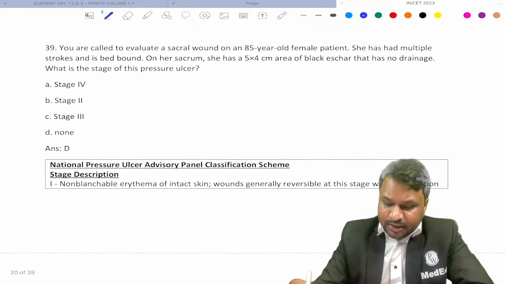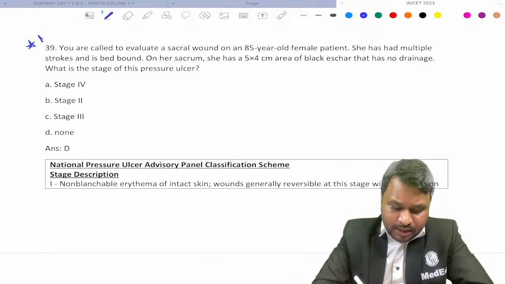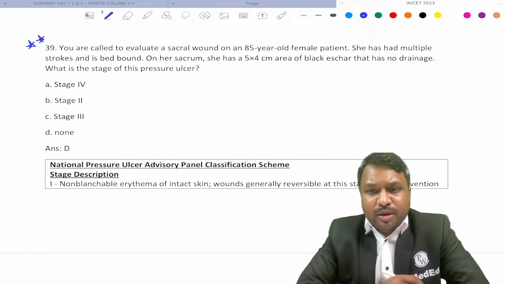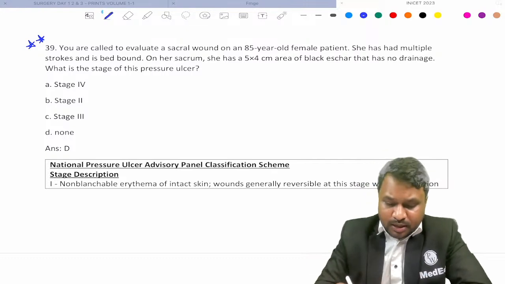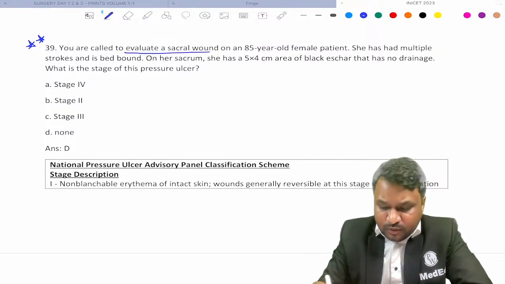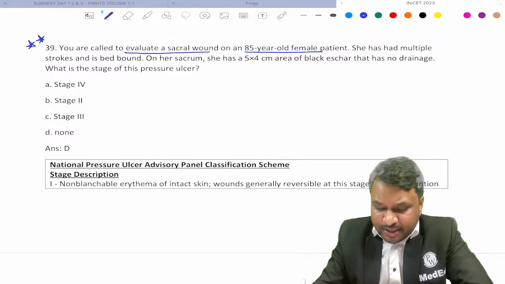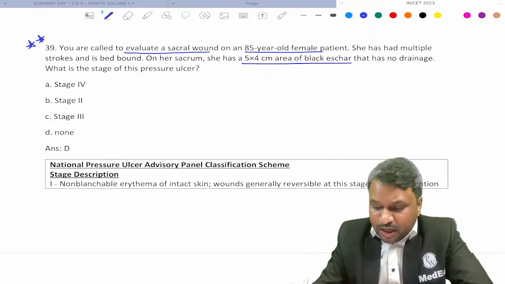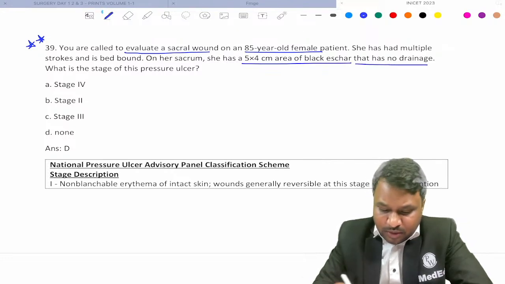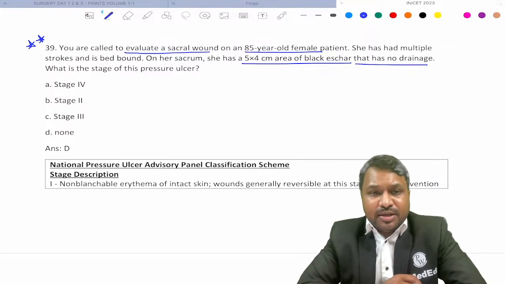Question number 39, again a very important question from the INI-CET point of view. This is going to be about your pressure sore, right? Now, you've been called to evaluate a sacral wound on an 85-year-old female. She has had multiple strokes and is bedbound. On her sacrum, there's a 5 into 4 centimeter area of black eschar that has no drainage. What stage of pressure ulcer is it?